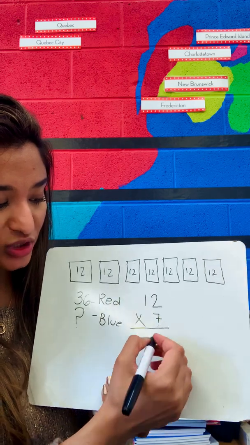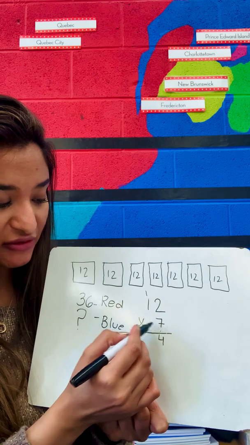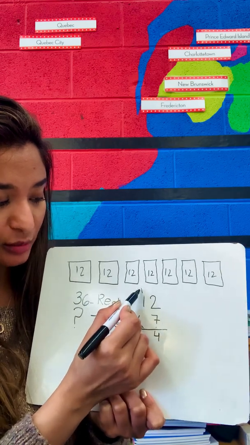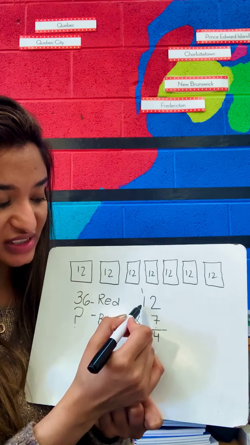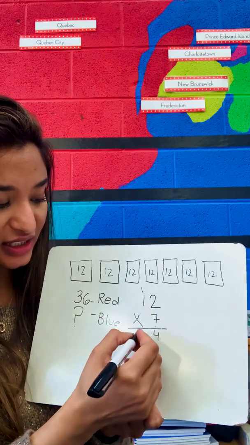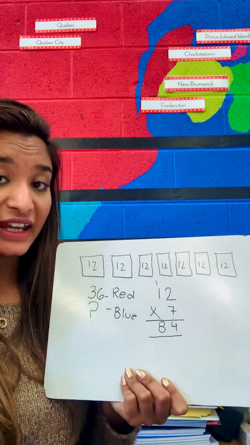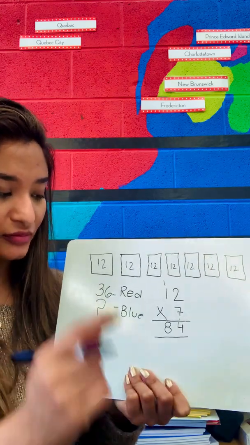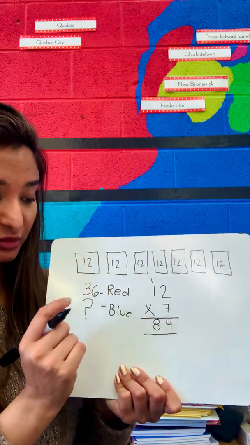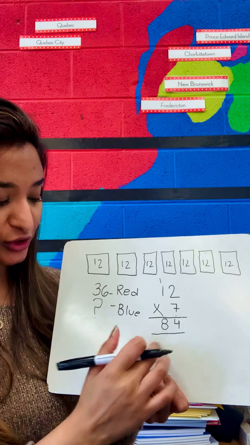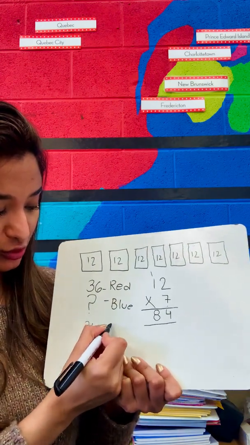7 times 2 gives me 14. I carry my 1. 7 times 1 gives me 7, plus this one at the top, so 8. So how many pens are there altogether? 84 pens. Now for us to find out how many blue pens there are, we do have the number for red pens. We have the total number, so 84 total.